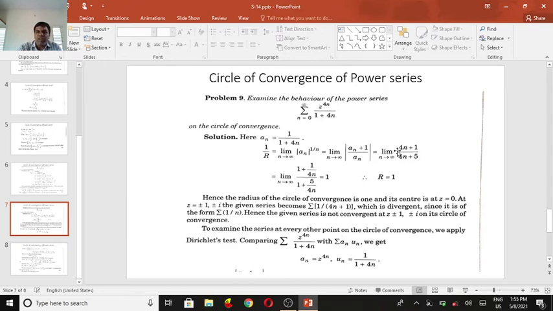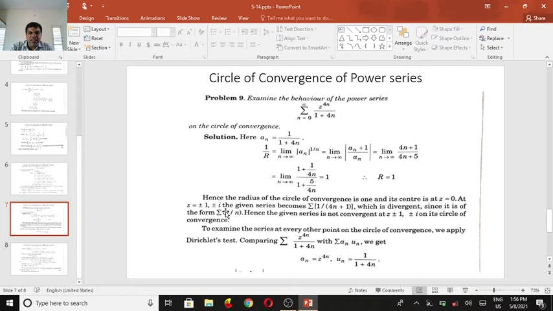Again, I take 4n as common. The limit as n tends to infinity gives 1 plus 1 by 4n, divided by 1 plus 5 by 4n. If you apply the limit, this term gets cancelled, and we get 1 divided by 1. So suddenly 1. So r is equal to 1.